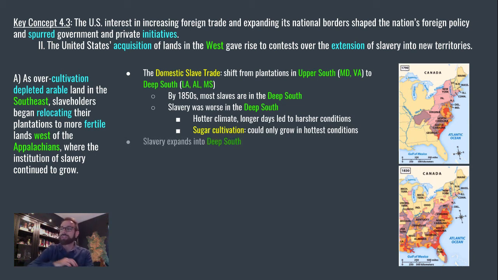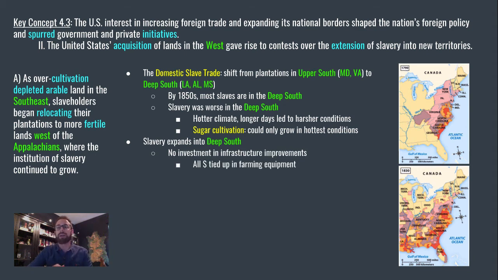So slavery is expanding into the Deep South, but something that is not expanding into the Deep South is infrastructure from the market revolution. What the South did instead is they used their money on farming equipment because agriculture is what was being successful for their economy at the time. And it was so profitable in the short term that they were not thinking of the long term.